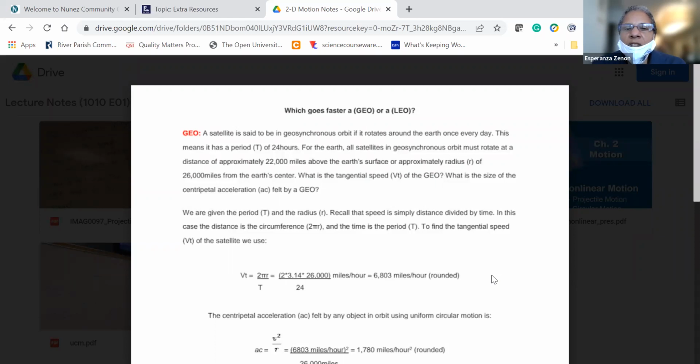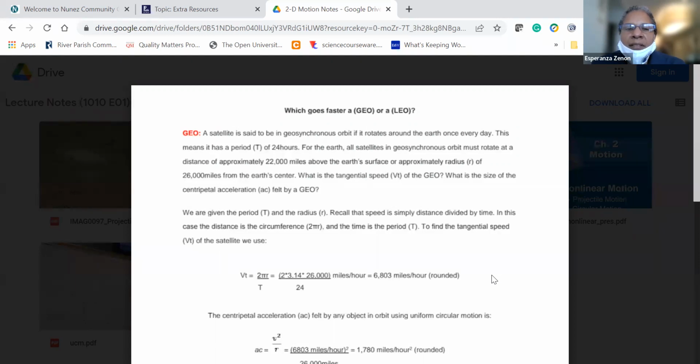And this geosynchronous satellite is approximately 22,000 miles out above the Earth's surface. They operate in that region, and since this is a pretty substantial distance, I just rounded it off. So that's approximate.